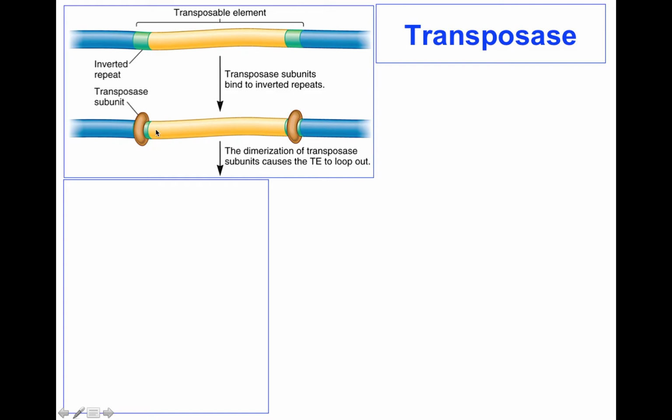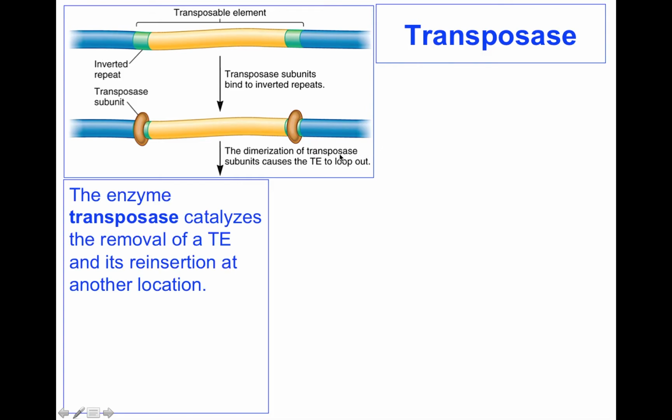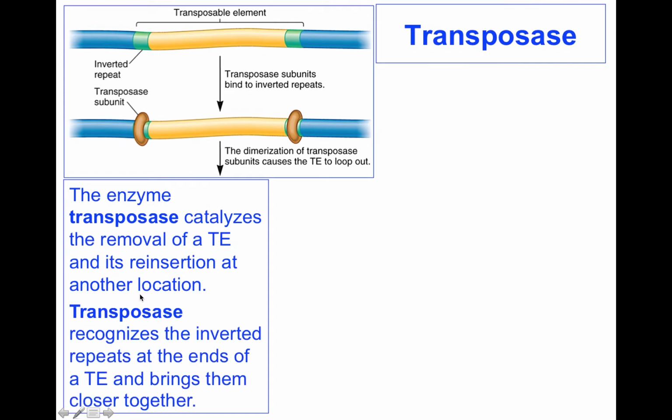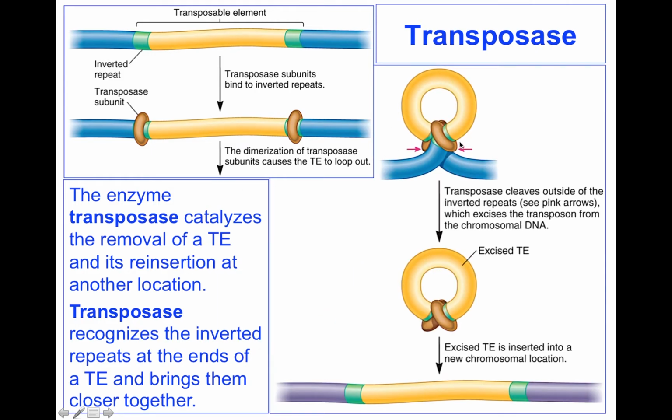Transposase is the enzyme that mediates the removal of the transposable element from one location and the integration of it into the genome in another location. So transposase catalyzes the removal and its reinsertion. Transposase recognizes the inverted repeats at the ends of the TE and brings them close together, loops out the DNA. Here it is. Okay? So it brings the two ends together, and then it cuts the DNA.